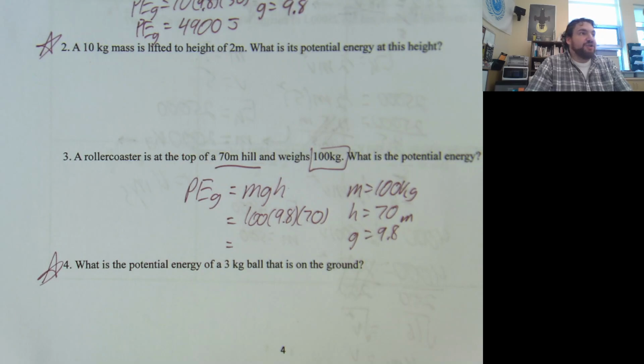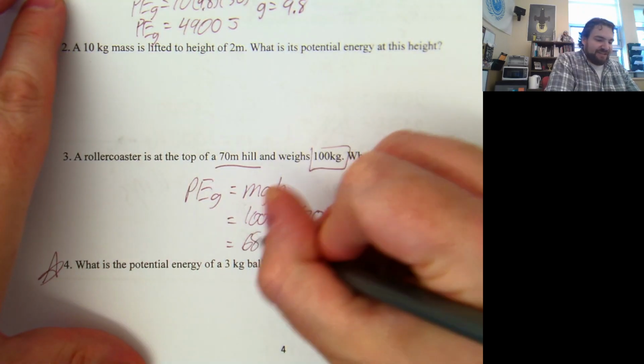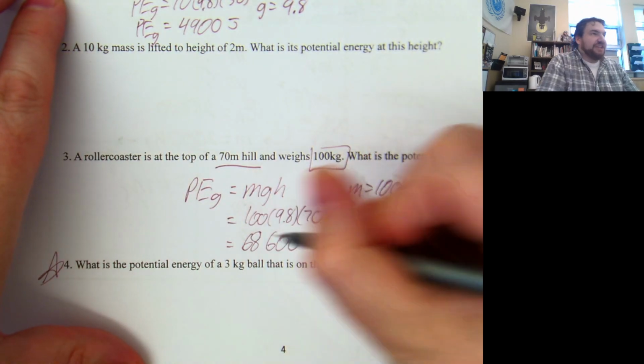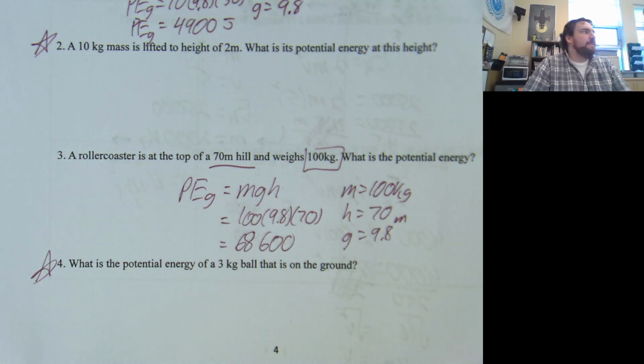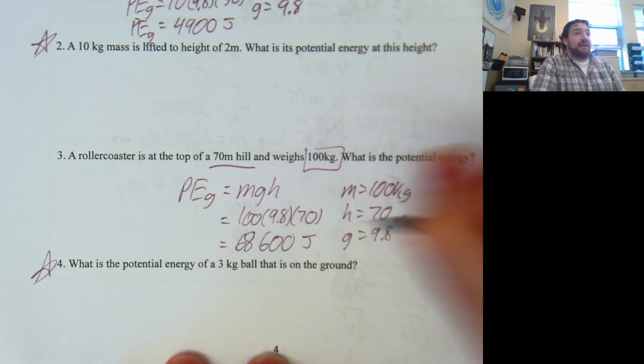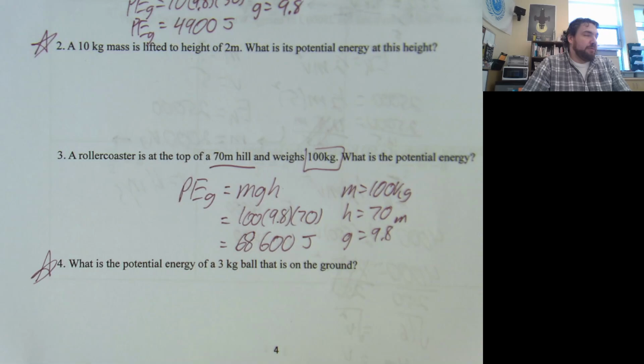How much gravitational potential energy do I have 70 meters above the ground? 68,600. It's going to suck a whole lot more if I fall on you from 70 meters versus that silly little bell we had in the previous question, because that's a whole lot more energy that I will be transferring to you. Okay, I want you to do questions 2 and 4. On your mark, go.